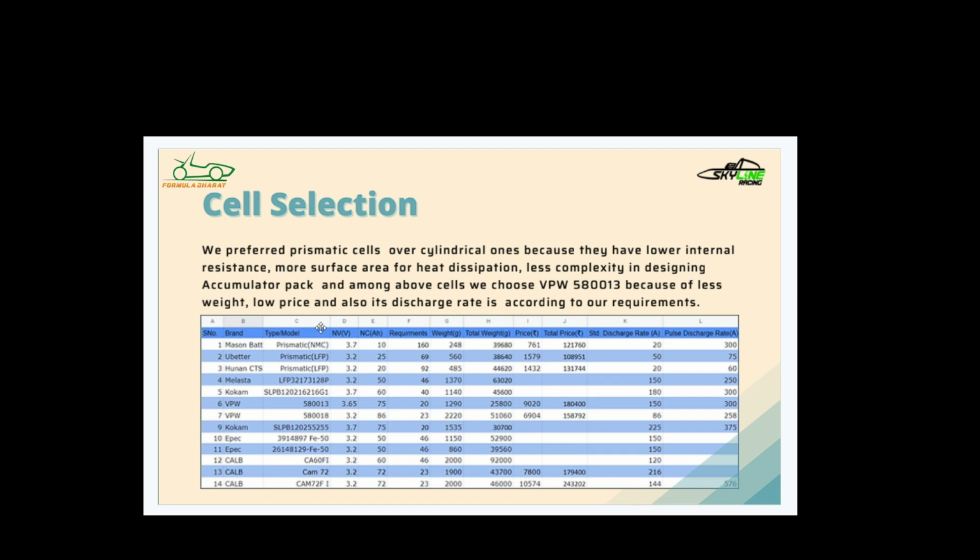For cell selection, this time we have selected VPW NMC prismatic cells, because they have more surface for heat dissipation and less complexity. They also aided us in reducing the overall vehicle weight, and they were procured at a low price, so they were quite economical for us.